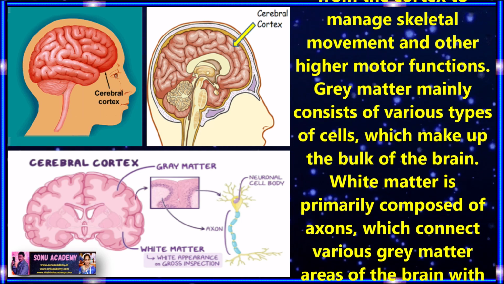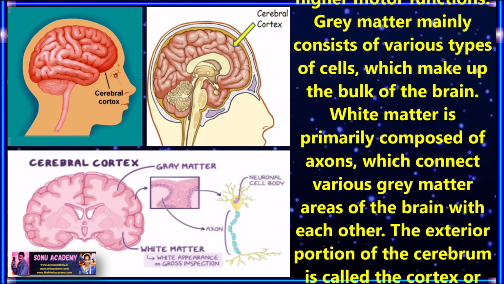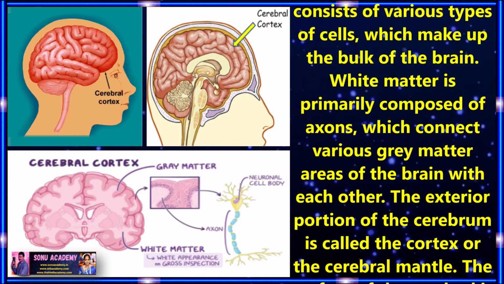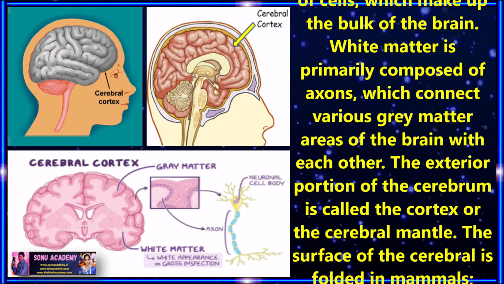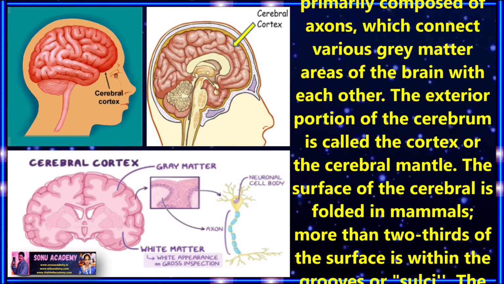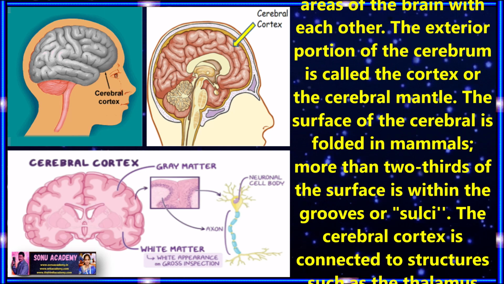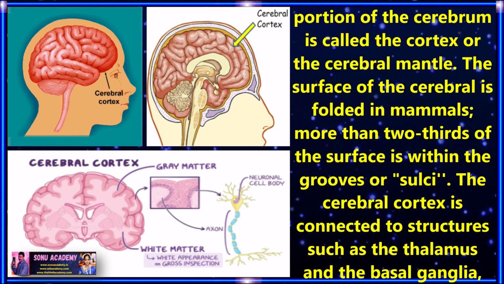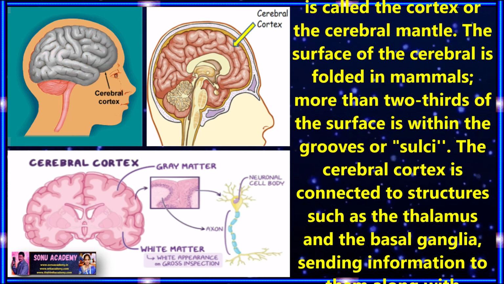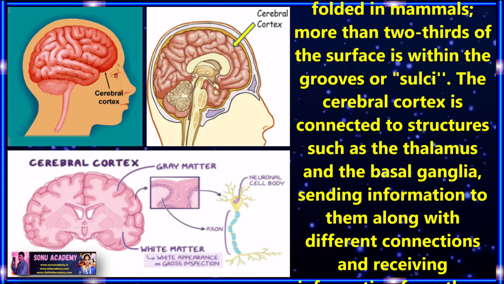The gray matter mainly consists of various types of cells which make up the bulk of the brain. White matter is primarily composed of axons which connect various gray matter areas of the brain with each other. The exterior portion of the cerebrum is called the cortex or cerebral mantle. The surface of the cerebral mantle is folded in mammals. More than two thirds of the surface is within grooves or sulci.